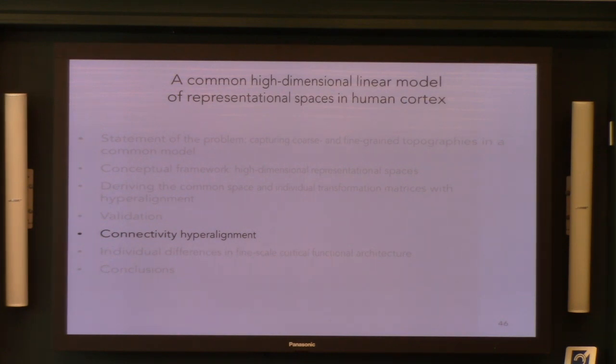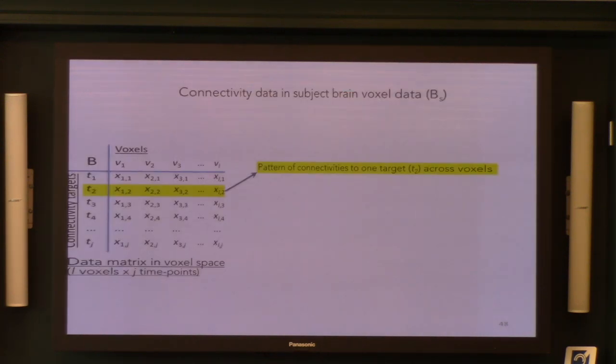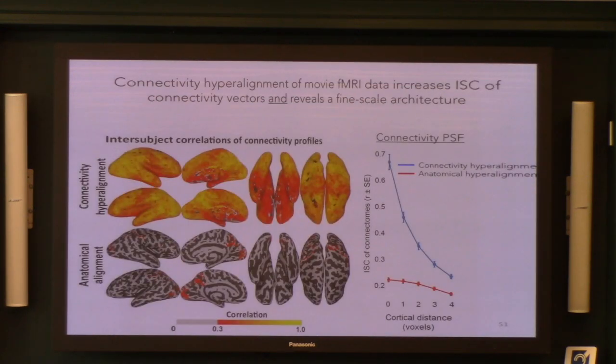Okay, so this is when we apply this to connectivity. So now we use the same math, but we apply it to these connectivity data matrices. And in this one example I'm going to show you, we look at the connectivity profile for a voxel, and we compare that to the connectivity profile for a dimension. And we look at the between-subject correlation. So how similar is the connectivity profile for voxels in the anatomically aligned data, and how similar are the connectivity profiles for voxels or cortical vertices in the hyperaligned data using connectivity hyperalignment.